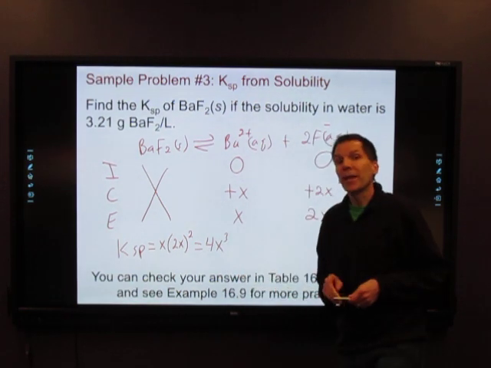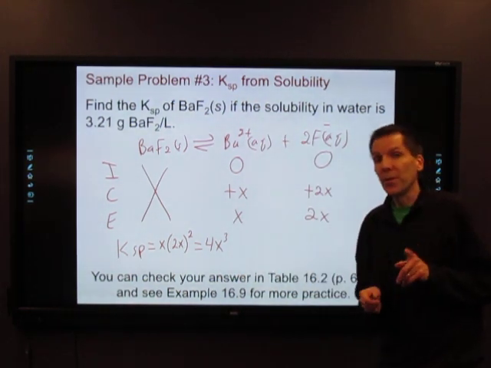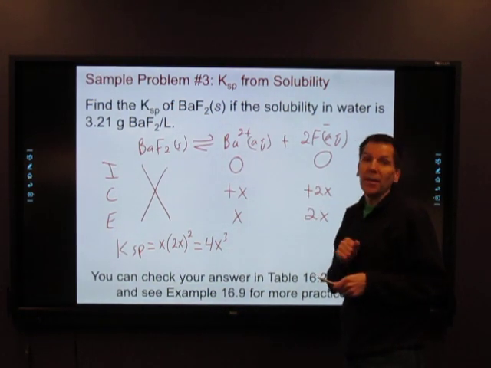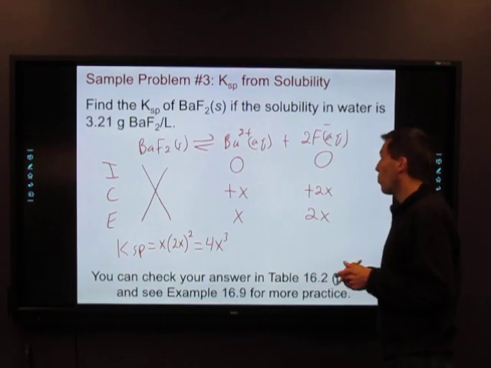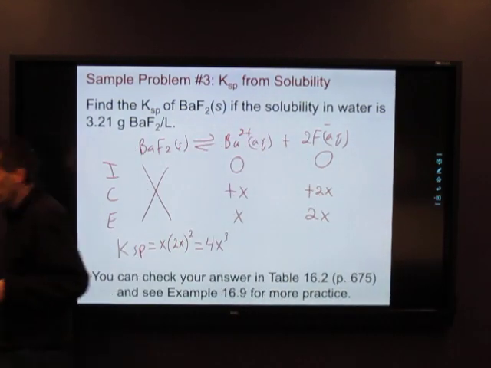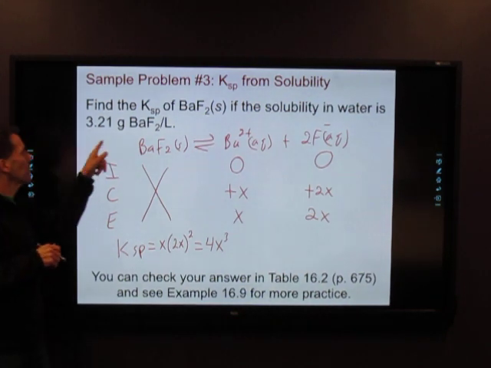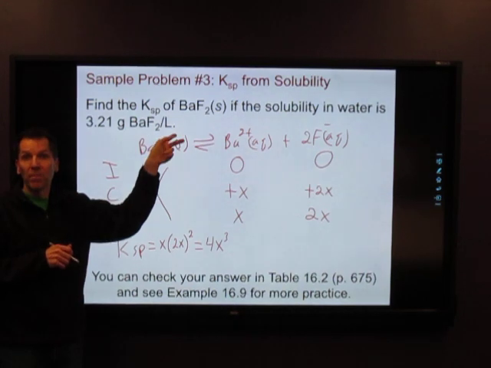And so in our calcium carbonate problem, the value of the solubility was given in moles per liter. This one has a different unit on it. It's grams per liter of barium fluoride. And so we need to get that in moles per liter. So you would add up the masses of barium and 2 fluorines off the periodic table.